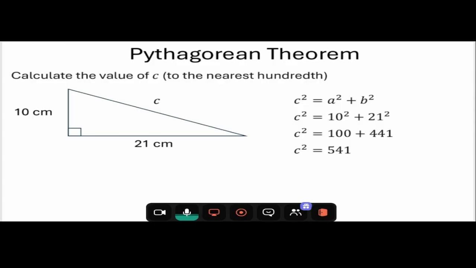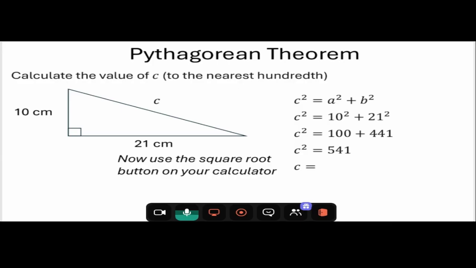So here we know that the hypotenuse side C squared is 541. We don't want to know what C squared is, though. We want to know what C is. Well, now is when you pick up your calculator and use the square root button to approximate the root of 541, and you will get, to two decimal places, the question set up here says to the nearest hundredth, 23.26 centimeters. So that's the basics of Pythagoras.